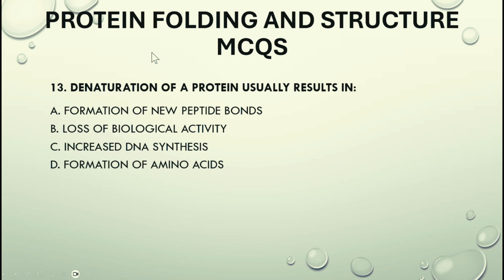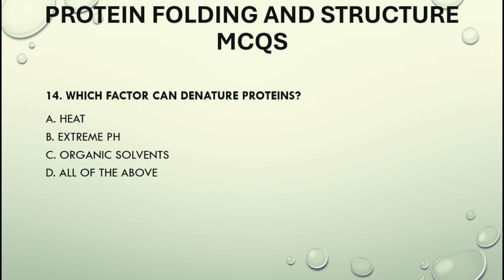Number 13. The denaturation of a protein usually results in A. Formation of new peptide bonds, B. Loss of biological activity, C. Increased DNA synthesis, D. Formation of amino acids. The correct option here is B. Loss of biological activity. That's what denaturation in protein results in. Denaturation disrupts higher order structures, thereby impairing their functions.